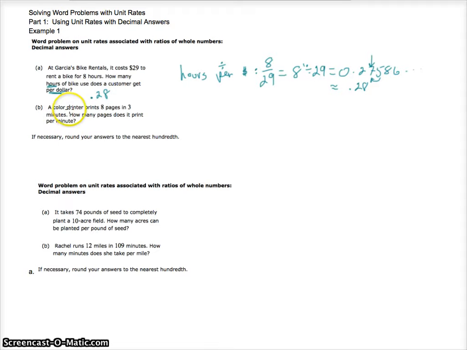For part B, it says a color printer prints 8 pages in 3 minutes. How many pages does it print per minute? So I want to know pages per minute. Remember that per means to divide. So pages is going to go first, 8 pages, over 3 minutes, which is 8 divided by 3.